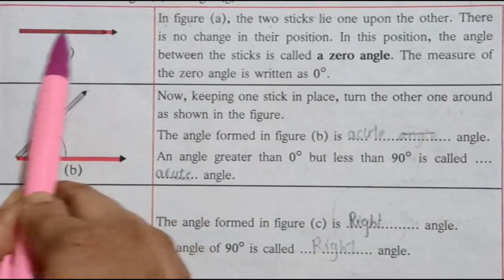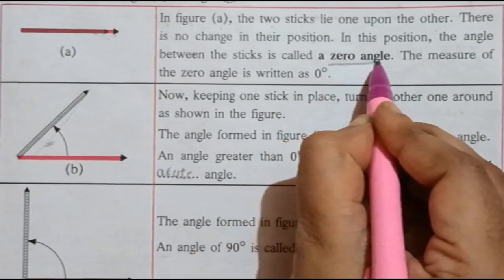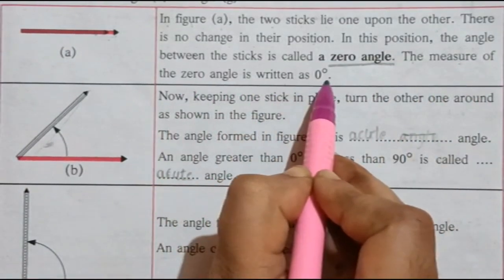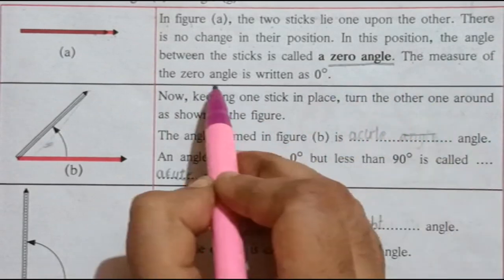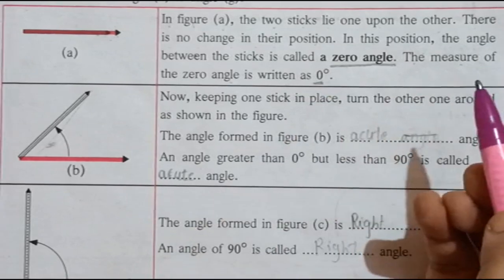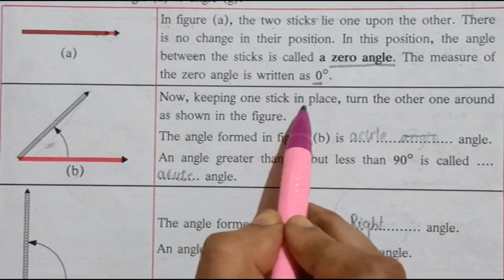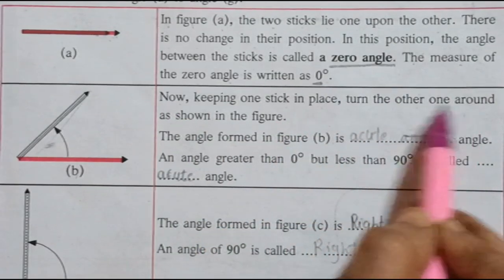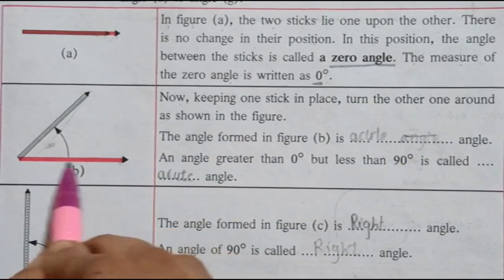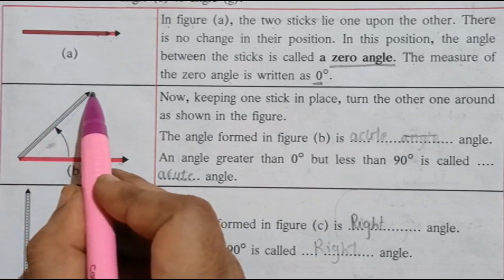Now, in this position, the angle which is being formed is known as what? A zero angle. The measure of the zero angle is written as 0 degree. Whenever you are writing the measure of the zero angle, it is always 0 degree. Clear? Figure B. Now keeping one stick in place, turn the other one around as shown in the figure. One is kept as it is and the other one is turned upwards.